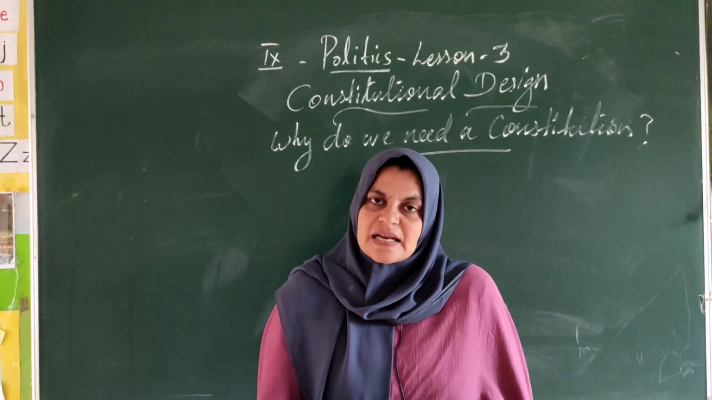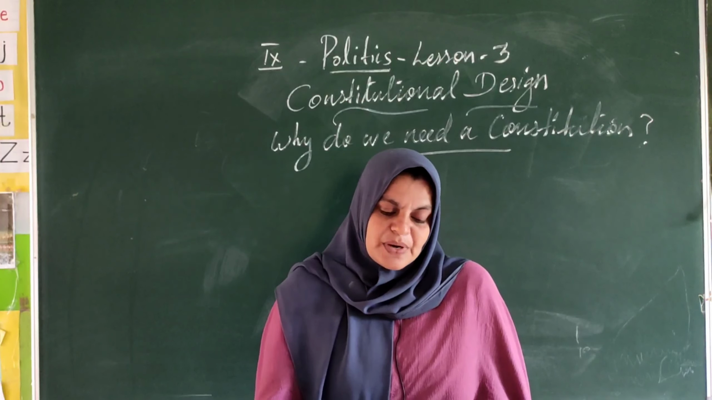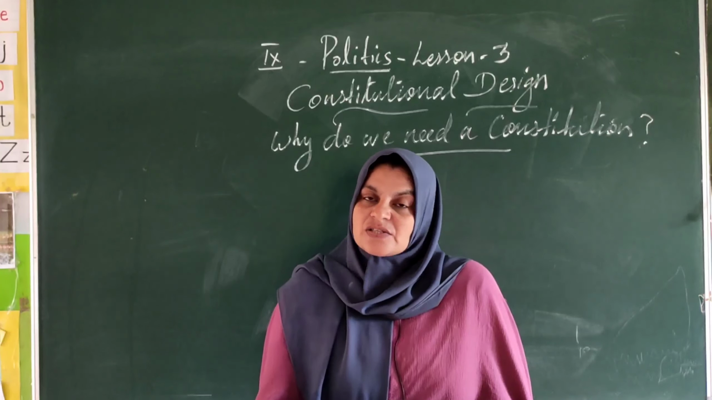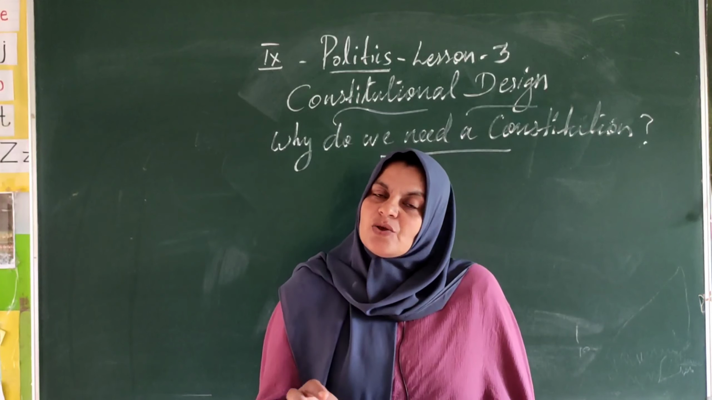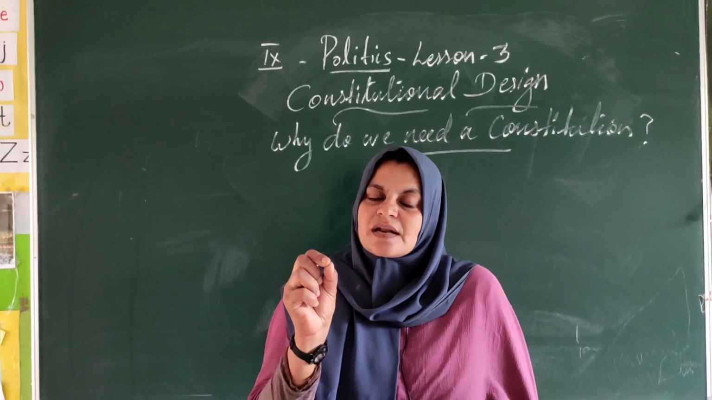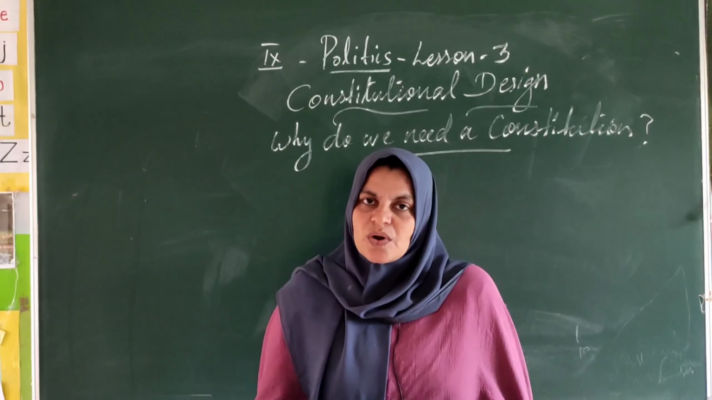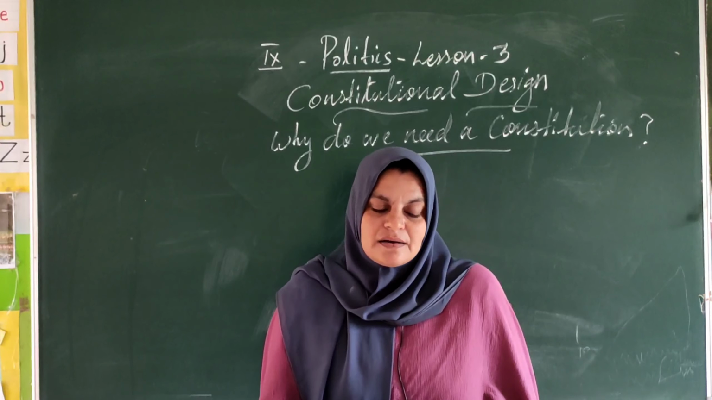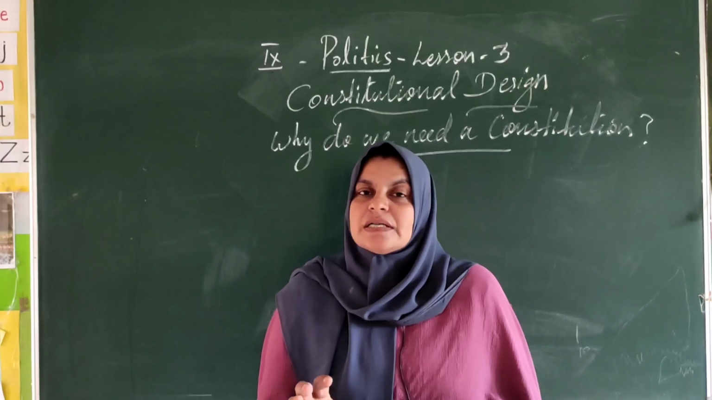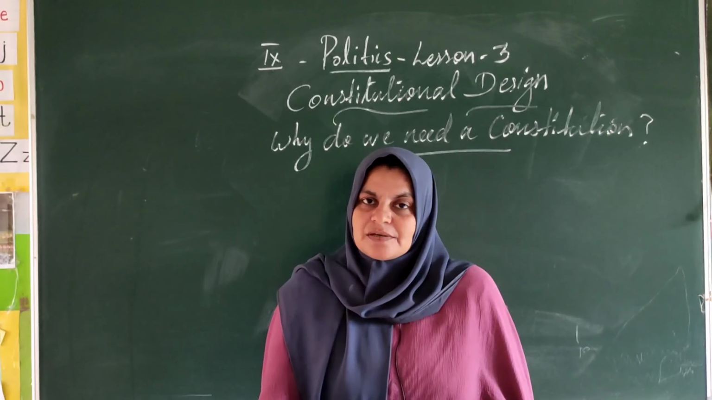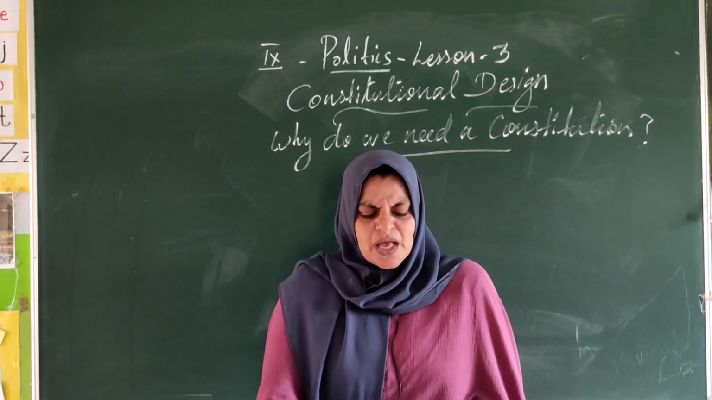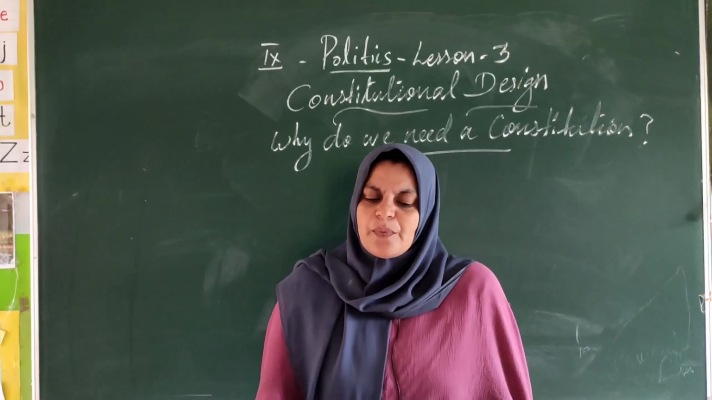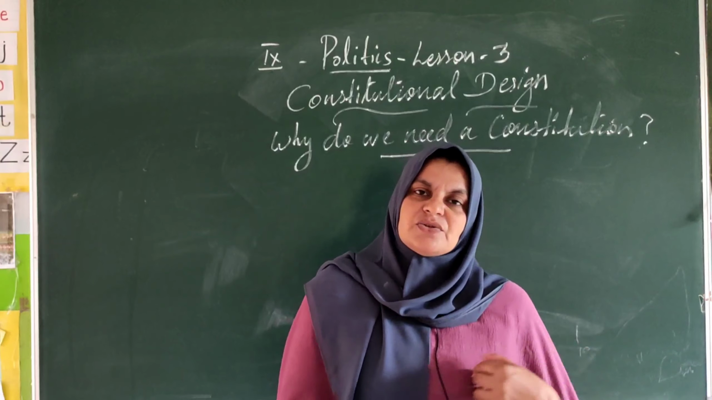So, what we are saying now, if we are running an organization or an association, whatever it may be, there will be some written rules and regulations. You know that in our school there are some rules and regulations. We cannot disobey, we have to accept them. Okay. And also it could be a club in our area, or a cooperative society, or a political party. They all need a constitution.